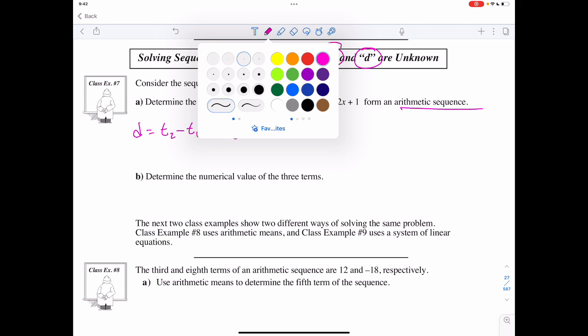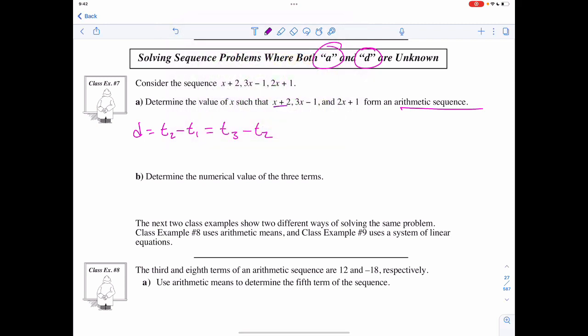I can use that given the values of these terms. There's term 1, there's term 2, and there's term 3. I'm going to sub them in using brackets because I'm going to be dealing with negatives. And I'm going to say that term 2, which is 3x minus 1, minus term 1, which is x plus 2, has to be the same as term 3, 2x plus 1, minus term 2, 3x minus 1.